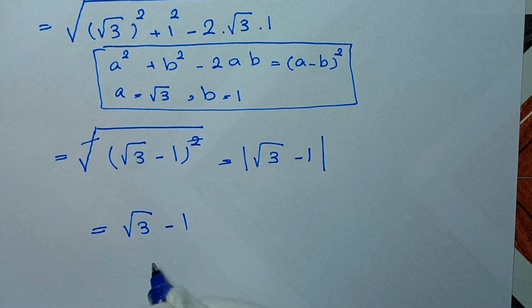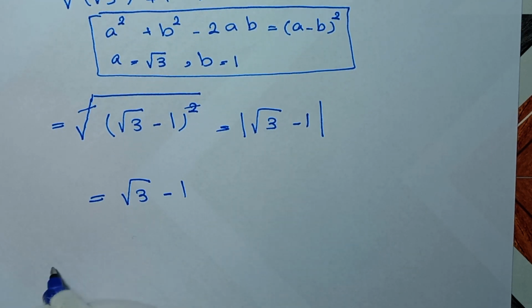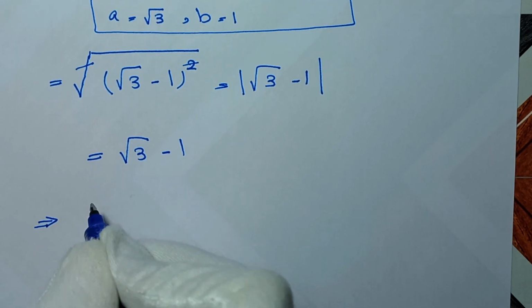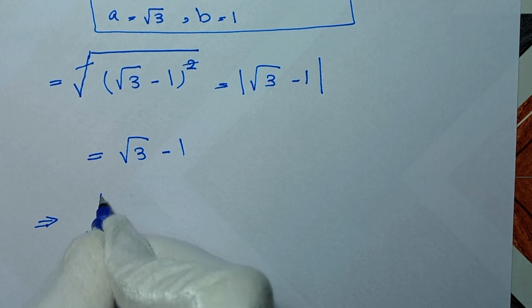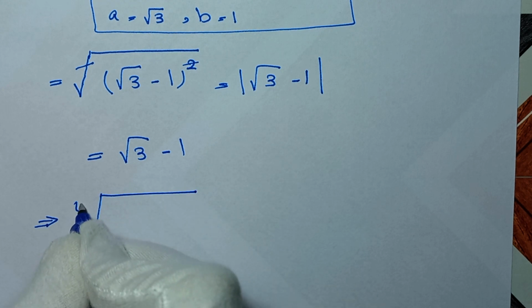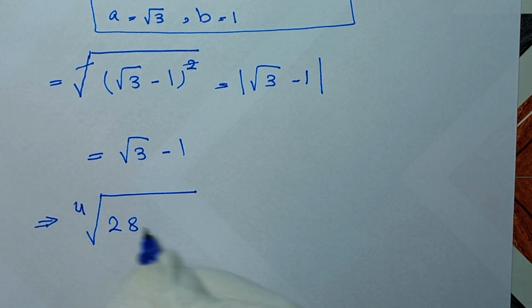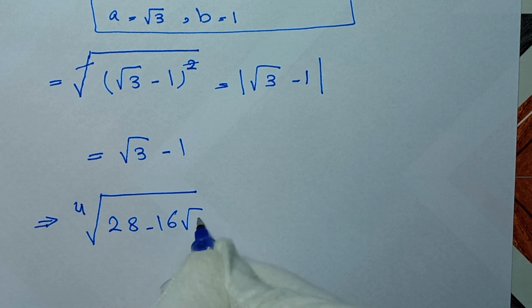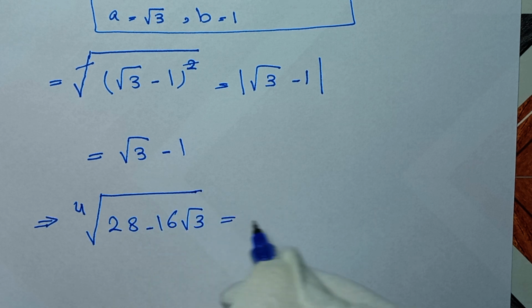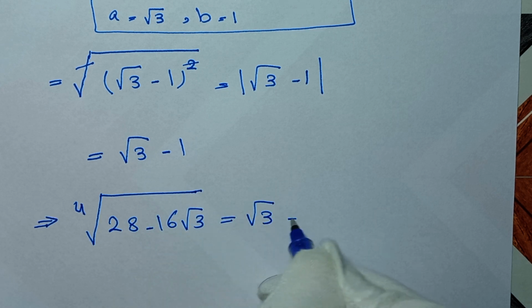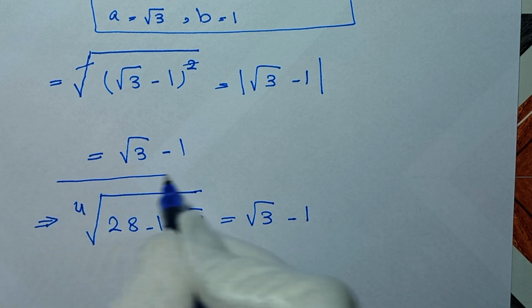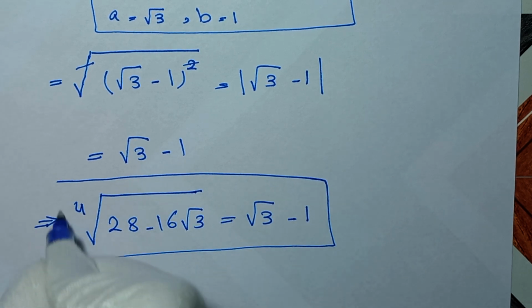So our answer for the fourth root of 28 minus 16 square root of 3 is equal to square root of 3 minus 1. And this is our final answer.